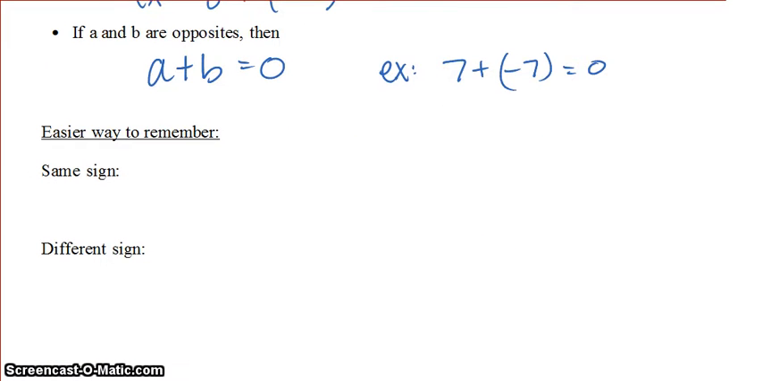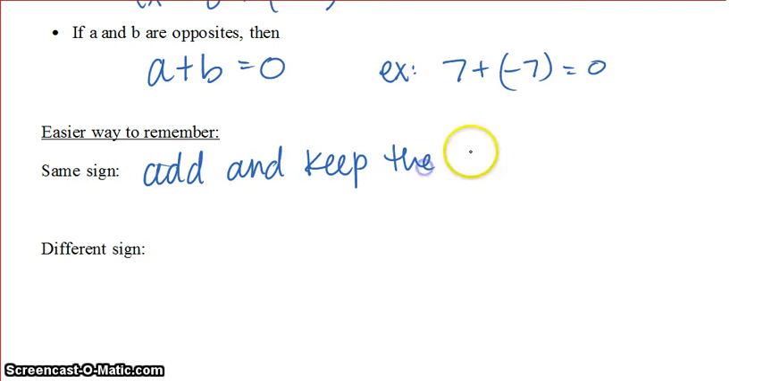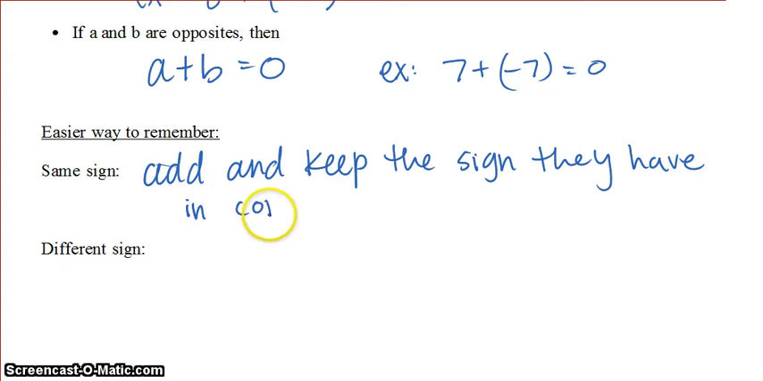And I'm going to say it in an easier way to remember. If they're both the same sign, you're going to add and keep the sign they have in common. So if they're both positive, just add them like you normally do, and the answer is positive. Now if they're both negative, like -5 and -7, add 5 and 7 together, which is 12, and then just put the negative in front.